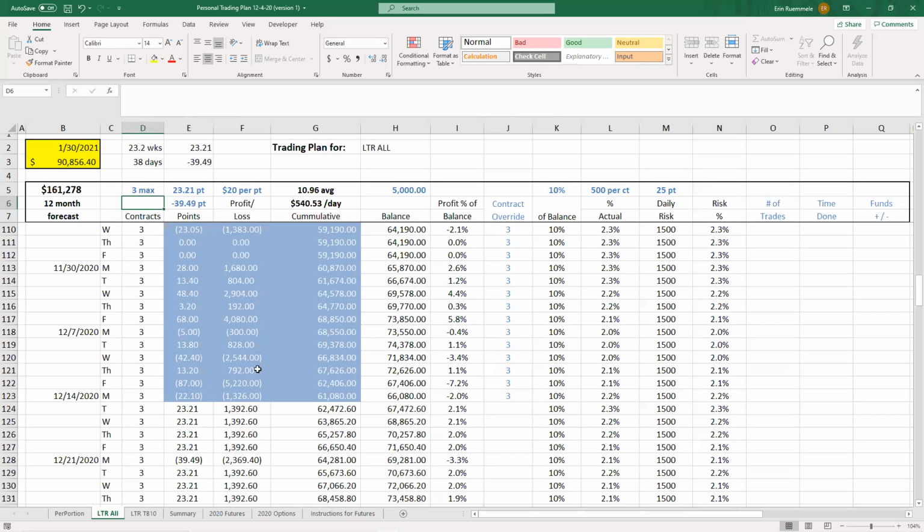And of course, the personal trading plan will help you scale up based on your settings. Everything that's in a blue font here are your personal settings of how much you want to risk. You can override your contracts if you decide tomorrow you want to trade 5 contracts. You can absolutely do that. This trading plan is very flexible in that way.